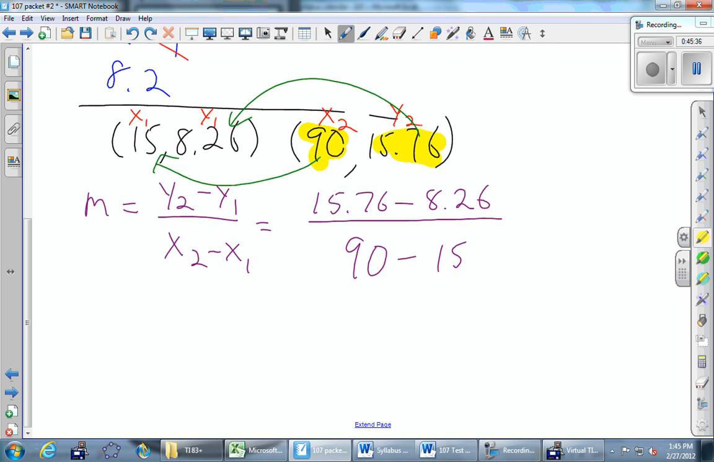Okay, let's subtract here. Equals, so what do we get on top? Is that 7.5 divided by 75? Okay, it turns out this is quite a nice number. What number is this? 0.1. Perfect.